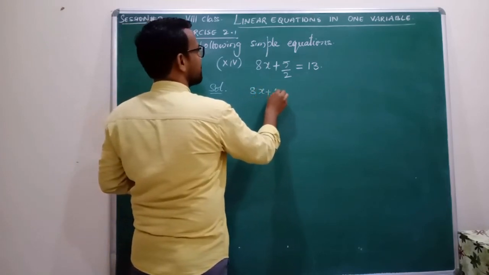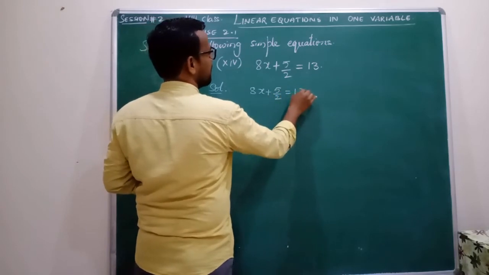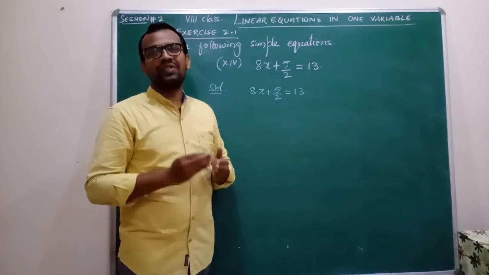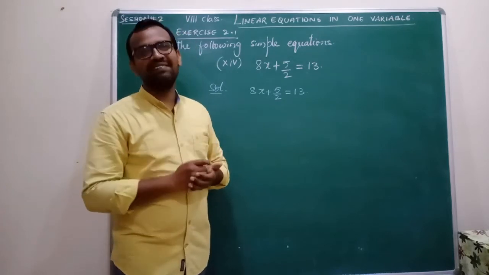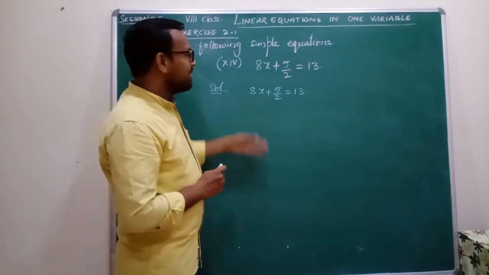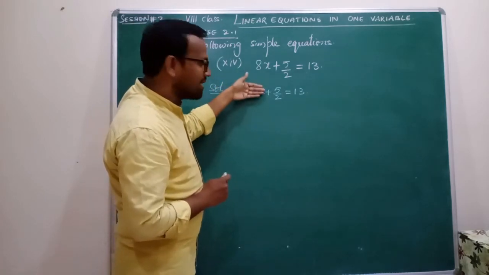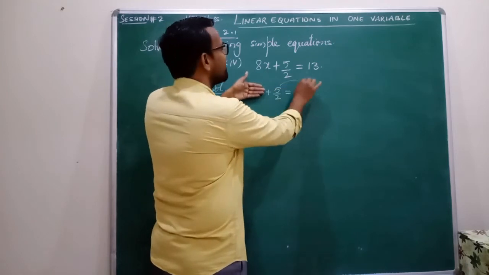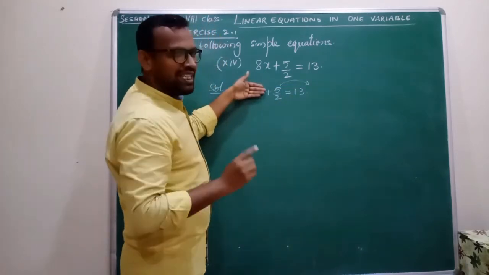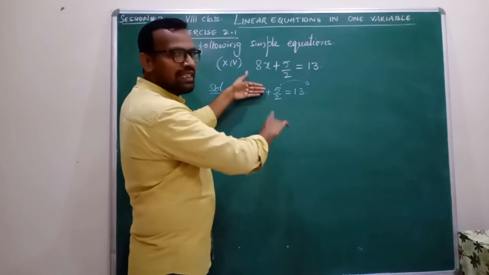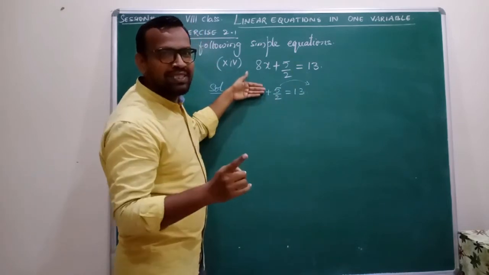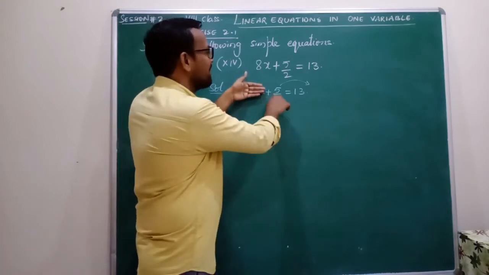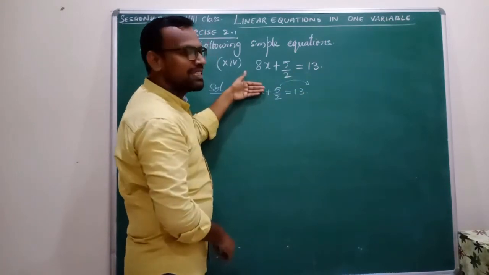8x + 5/2 = 13. Now, we need to transpose the term which does not have the variable. The variable is x, so 8x is the variable term. Other than that, +5/2 is there. We need to transpose this +5/2. Children, a plus quantity after transposing becomes a minus quantity. So +5/2 after transposing becomes -5/2.